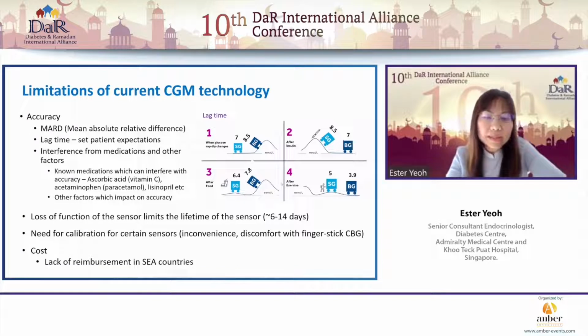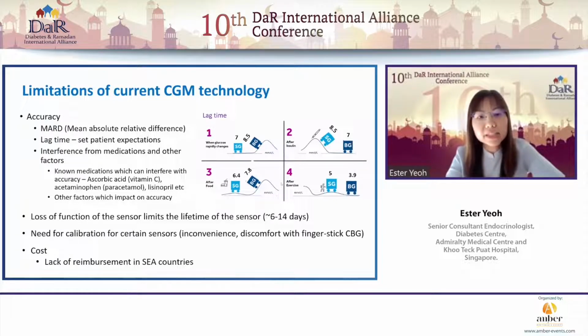Another important limitation to remember in CGM use is the loss of function of the sensor, which limits the lifetime of the sensor. Most sensors can be used for between 6 to 14 days, but at or near the end of sensor wear, there may be some loss of accuracy or loss of function. Certain CGMs may also need calibration, and this can result in inconvenience or discomfort with finger prick blood glucose testing.